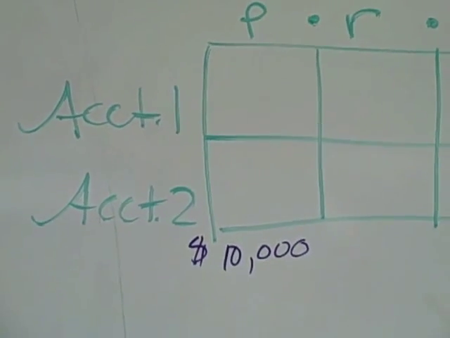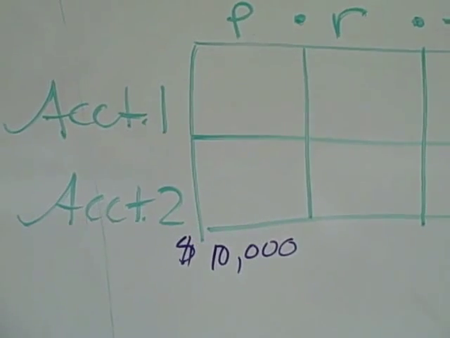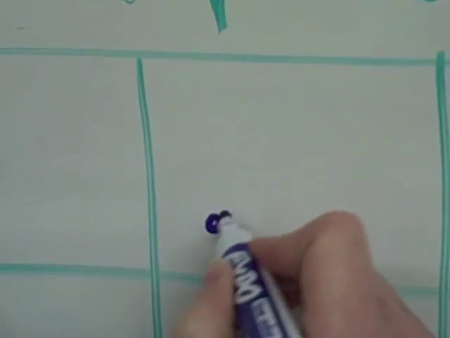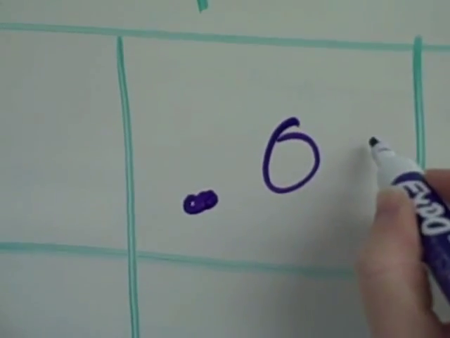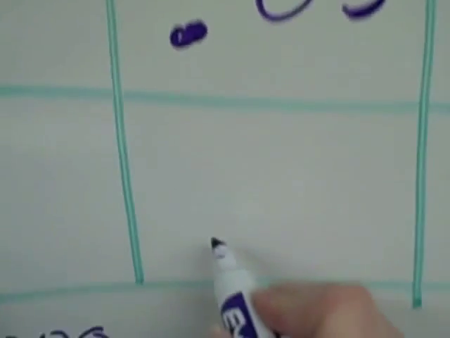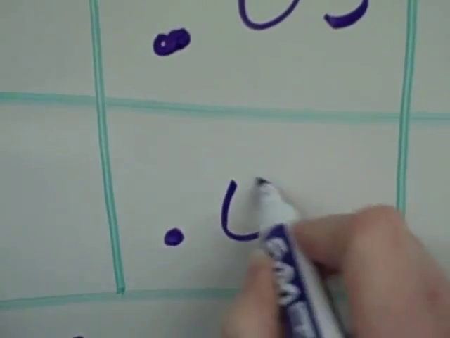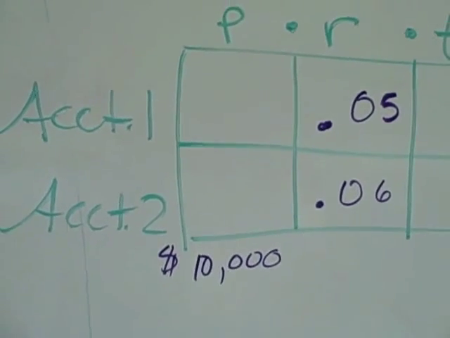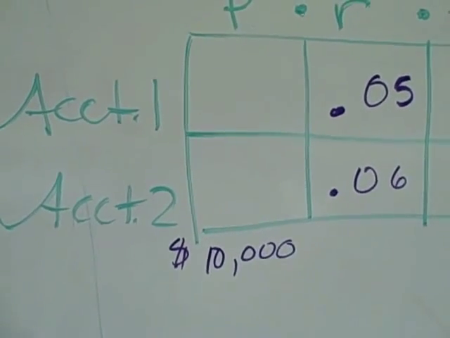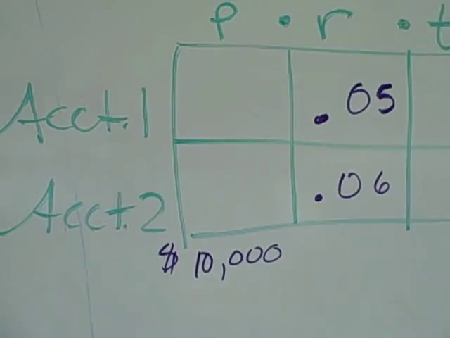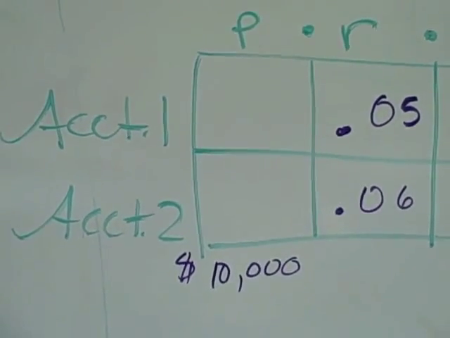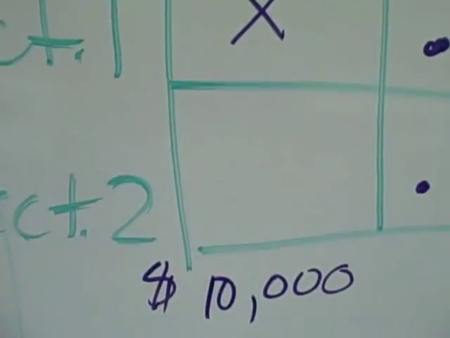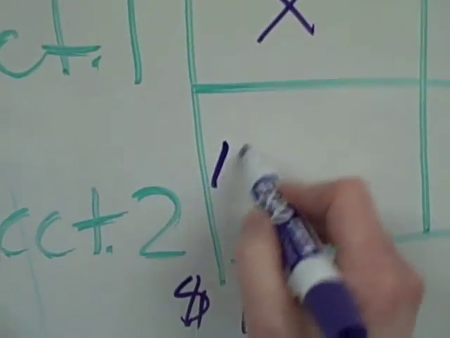Our story problem also tells us that the rates are different for the two accounts. One is 5%. Now remember, percents are written as a decimal. So one is 5% and one is 6%. Whenever you're given a total amount of something and it has to be separated into two groups or two parts, one of your problems will always be X and the other one will always be the total minus X. So that would be 10,000 minus X.